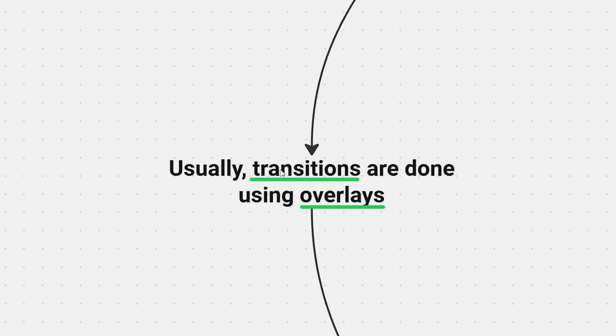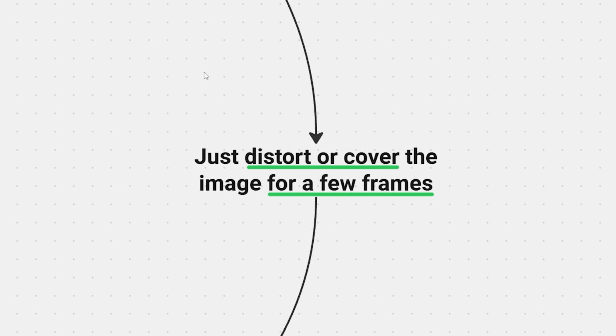But usually, transitions are done using overlays. This could be a film overlay or a light layer. The idea is simple: just distort or cover the image with a small texture for a few frames. That's it. Of course, it's impossible to cover all the nuances and details, and it all depends on the specific situation and project. This is where personal factors come into play, which I can't account for in a video where I talk about a specific topic in general terms.